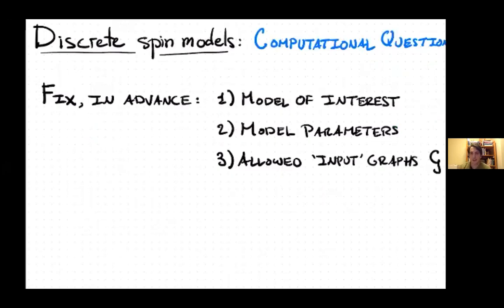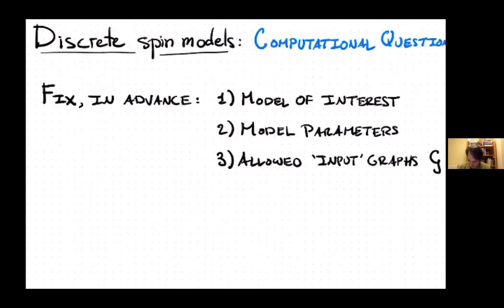So whenever you have a discrete statistical mechanics model, there are some computational questions that you can ask. Let's set up the rules of the game first. So the rules of the game are that you pick your model, you pick your model parameters, and you pick some set of allowed graphs. Okay, so script G for me is the set of allowed graphs.